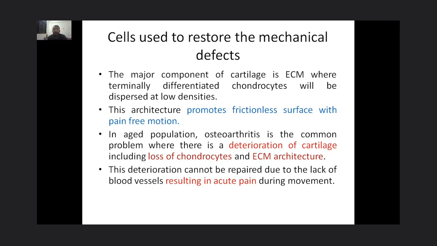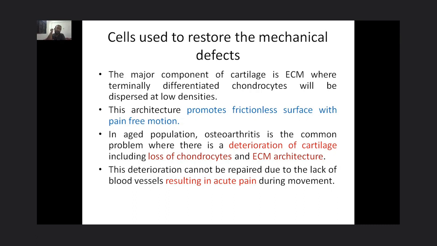So this architecture promotes a frictionless surface with pain-free motion, because of this cartilage that will be there in between joints and all. So when the one bone is moving, it also acts as a connection from one bone to another bone. So in between it will be there.